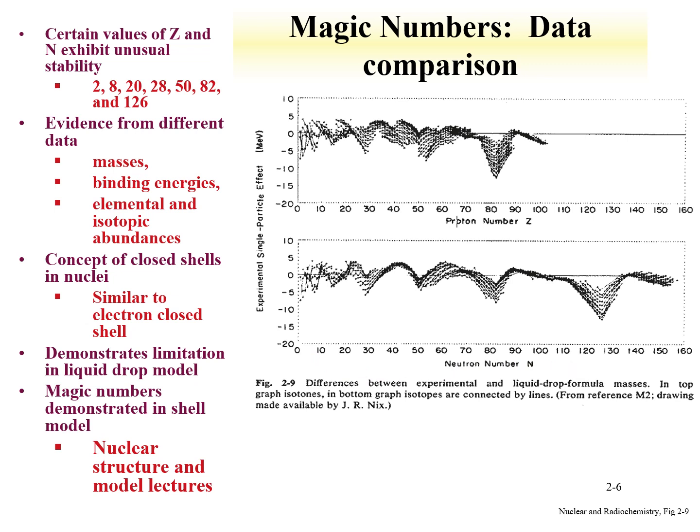And if you look at this, there are some trends. We see that at 2, 8, 20, 28, 50, 82, and 126, for both the neutrons and the protons, we see these variations. And this is kind of evidence that there's some stability going on at these numbers. So we get unusual stability exhibited with 2, 8, 20, 28, 50, 82, 126. We're going to see that these are magic numbers.